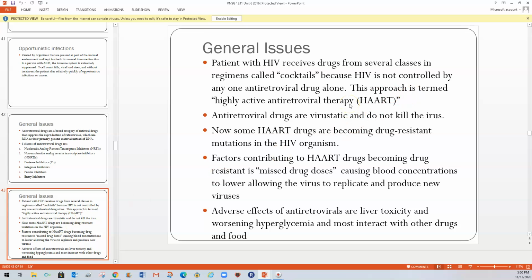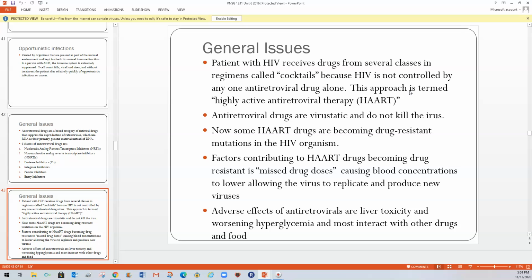Patients with HIV receive drugs from several classes in regimens called cocktails. So they get a cocktail. Because HIV is not controlled by one drug alone, the approach is termed highly active antiretroviral therapy, or HAART, H-A-A-R-T, and that's when they take several classes of antiviral drugs and mix them together and give them a cocktail. That's HAART therapy.